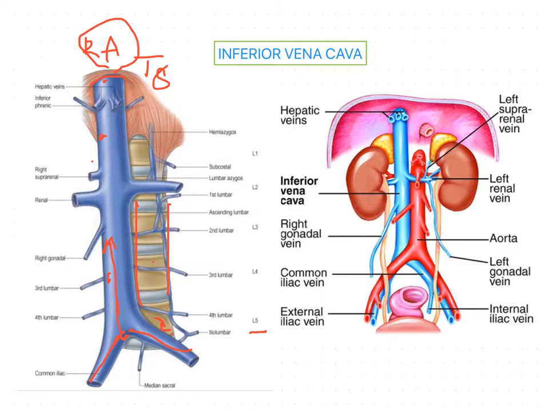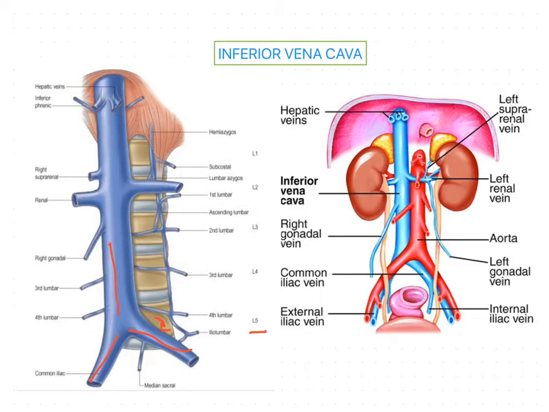If you see the tributaries of the inferior vena cava, they are mainly the common iliac veins, the third and fourth lumbar veins, the right testicular or ovarian vein, the renal veins and the hepatic veins. So one is the common iliac veins, then the lumbar veins, the right gonadal vein, a pair of renal veins and the hepatic veins. So these are all the tributaries. Now we will see the tributaries in detail.